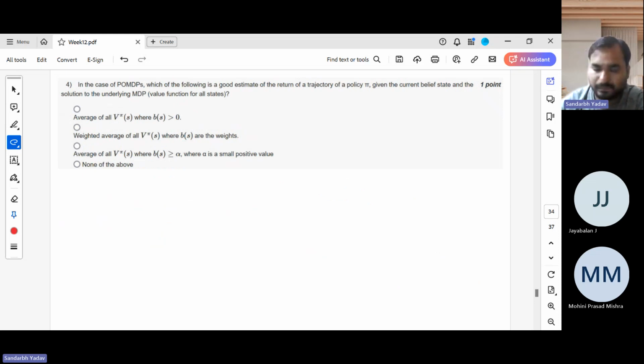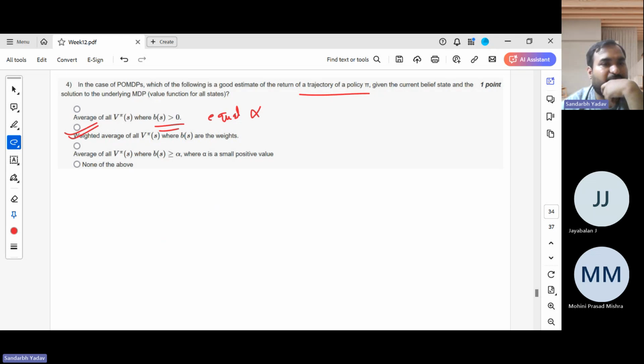In case of POMDPs, which of the following is a good estimate of the return of a trajectory of policy pi, given the current belief state and the solution to the underlying MDP? Is it the average of all V pi of s where belief is positive? This basically means you are giving equal importance to all the states which have positive belief. We don't want equal importance. It should be weighted by beliefs. So the weighted average of V pi of s where the beliefs are the weights should be the answer.